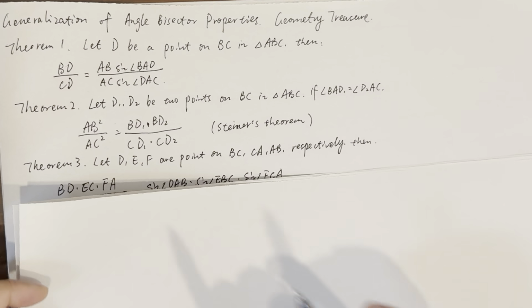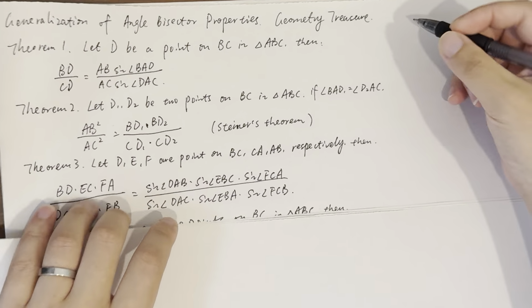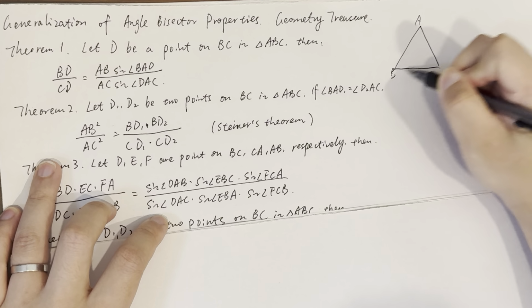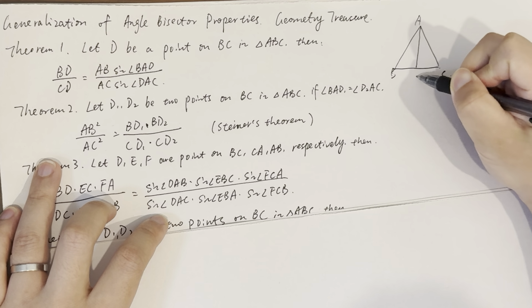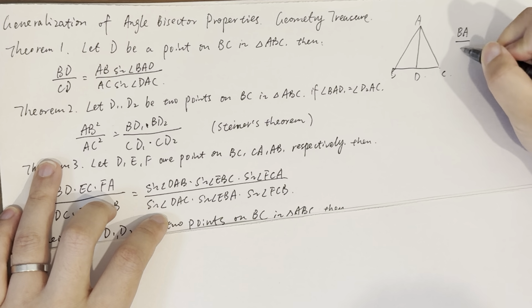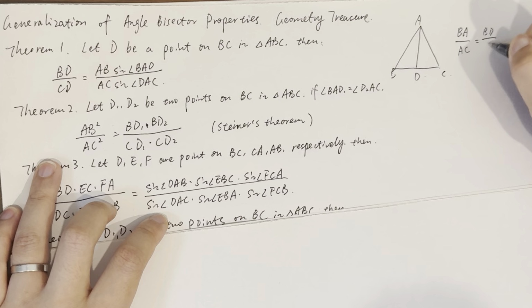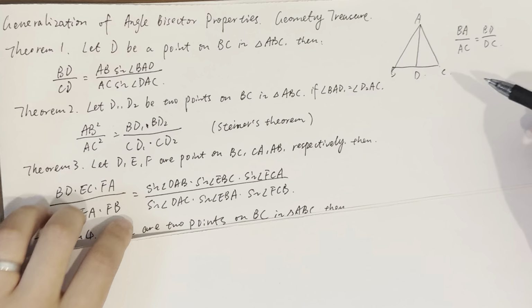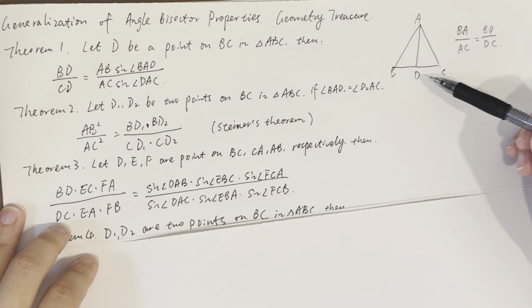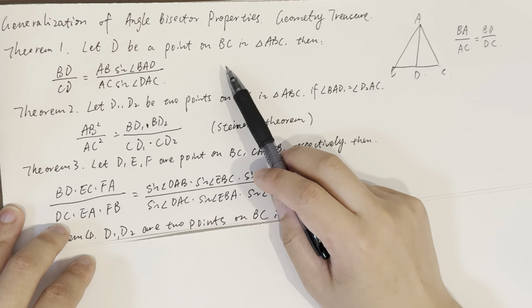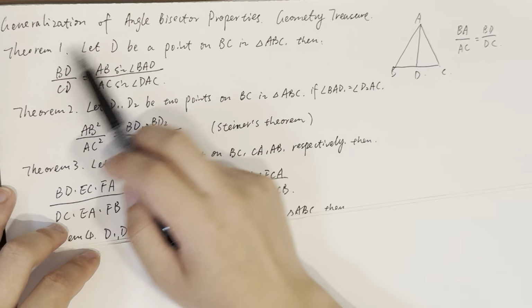Here we already know the angle bisector property, which is that if we have a triangle ABC, and we know that AD is the angle bisector of angle BAC, then BA to AC equals BD to DC, right? That's the angle bisector property. And we want to generalize it, which means D can be any point on BC rather than just AD being the angle bisector of angle BAC. So let D be a point on BC in triangle ABC, then we have this.